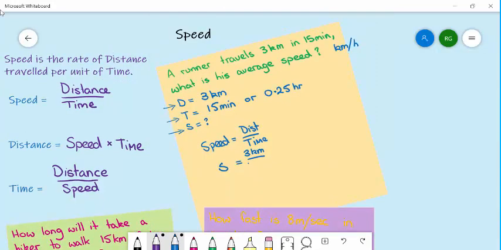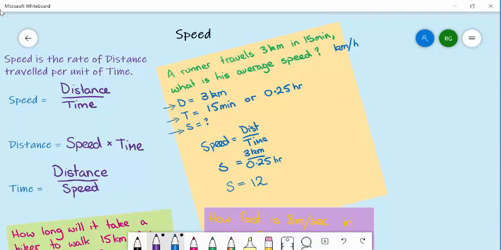is equal to 0.25 hours. Now, we don't normally like decimals in a fraction, but ultimately the speed is equal to 3 divided by a quarter. There are 4 quarters in one, so there must be 12 quarters in 3.